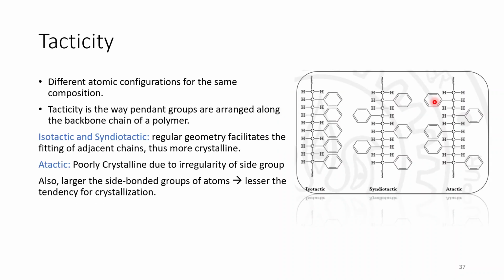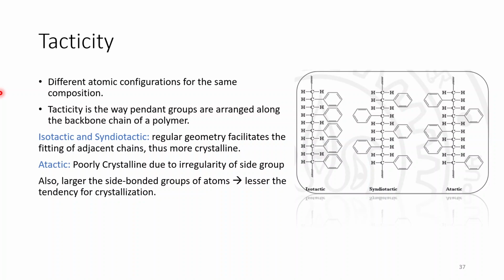Next up, tacticity. So different atomic configurations for the same composition. For example, you have same type of atoms that are present, but the configuration in your chain will decide tacticity. This tacticity may affect the molecular weight and other rigidity of the polymer. So tacticity is the way pendant groups are arranged along the backbone chain of a polymer. So these benzene rings, they will be showing different type of arrangements.